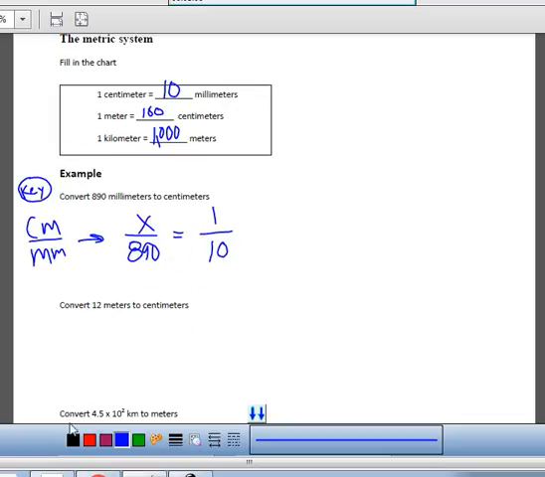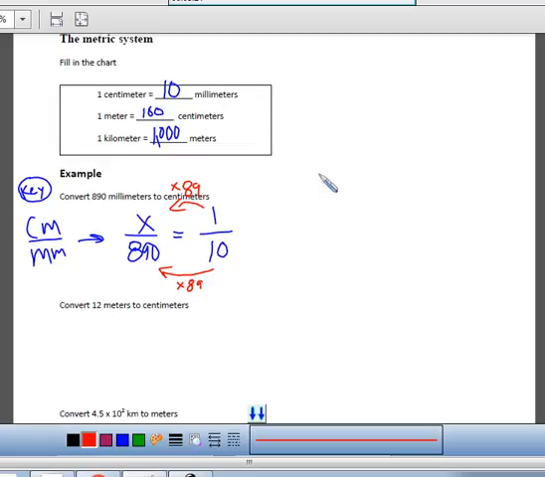Now, we can use the scale factor to solve it. What do I do to 10 to get 890? Multiply it by 89. What you do to the bottom, you do to the top, so multiply by 89. Or we can do the algebra way of solving this.